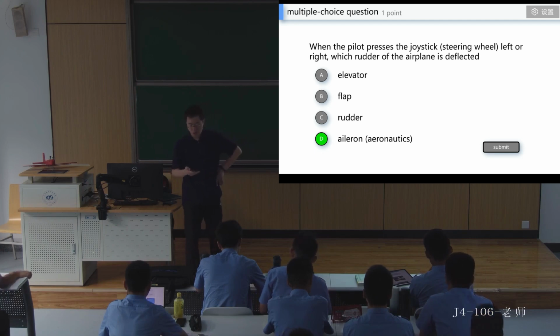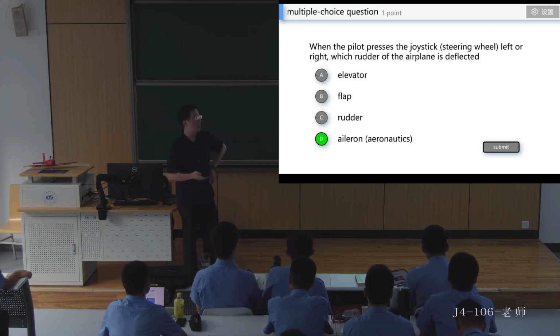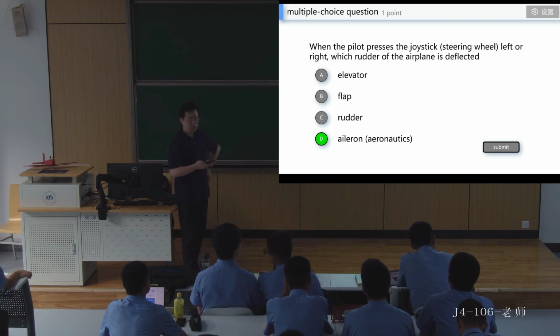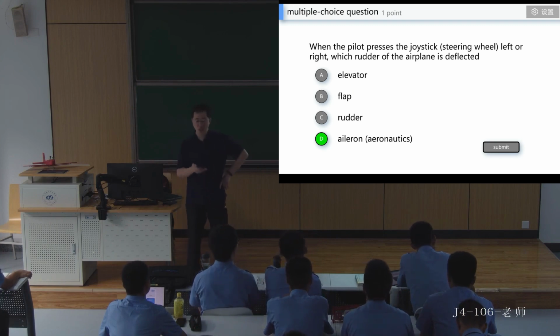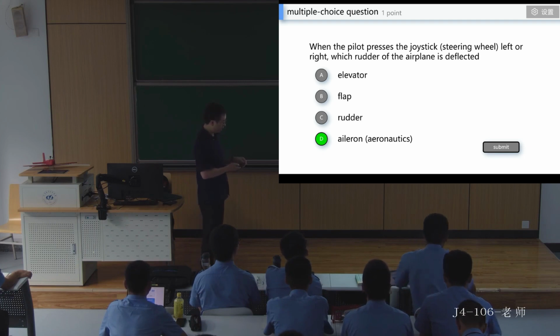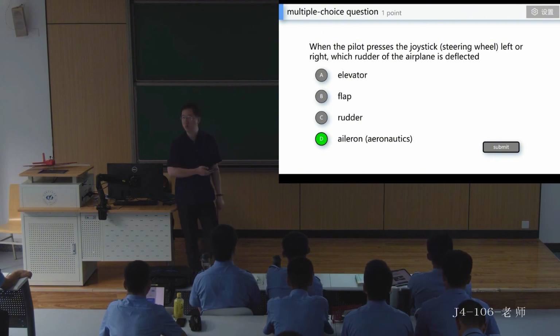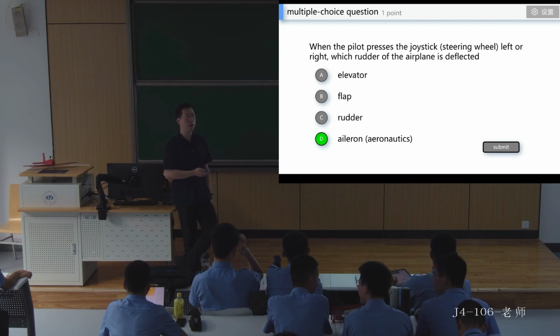All right, the students answered well. So, what should we choose for this question? This question is very likely to appear on our final exam, so I hope everyone remembers well the relationship between your control inputs and the deflection of the control surfaces.